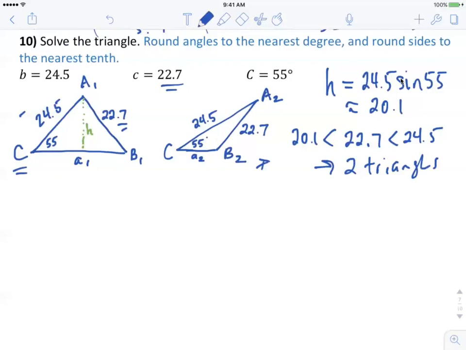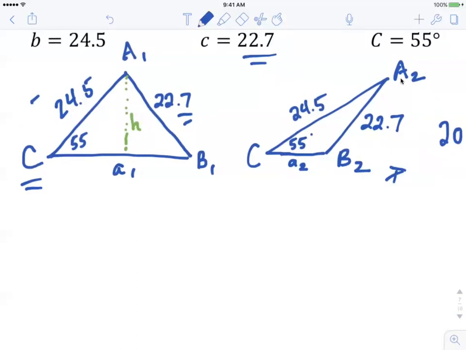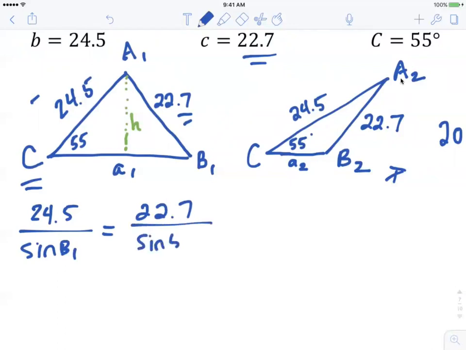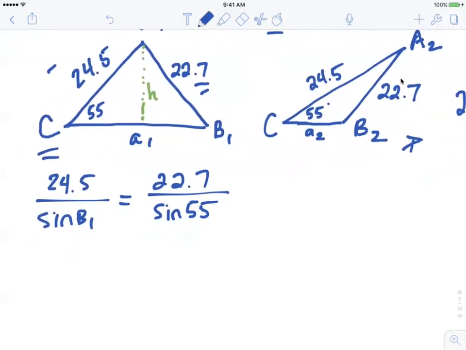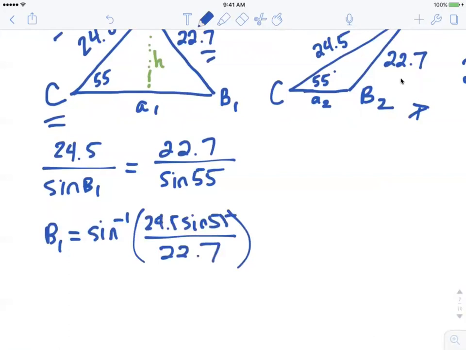So I'm looking at that triangle, and I'm going to find B sub 1 to start this off. So I'm going to do 24.5 over the sine of B sub 1 equals 22.7 over the sine of 55. And then the algebraic steps are a lot like we just did in the previous problem. So I'm just going to jump right to B sub 1. I know it's going to be sine inverse, and inside is the cross multiply, 24.5 sine 55 over that 22.7.